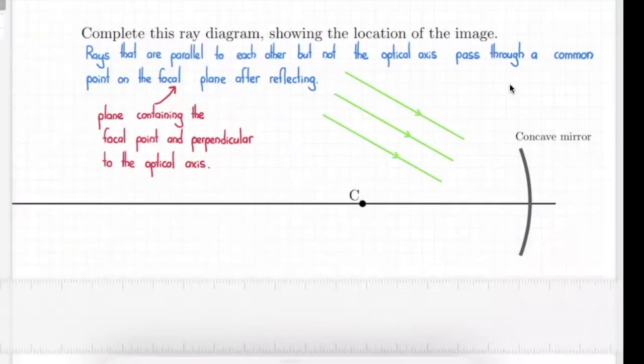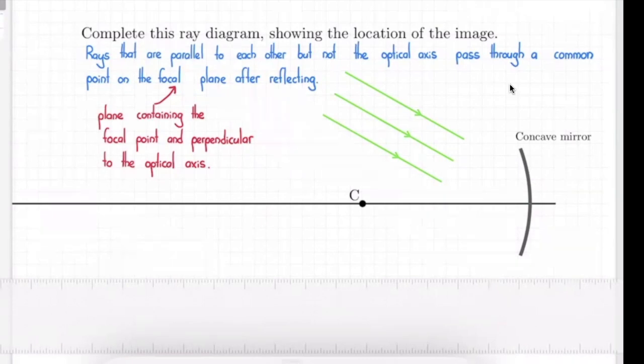Let's have a look at this question now, which has essentially given us three parallel rays of light, which presumably have come from a distant object, and are incident on this concave mirror. And basically what we want to do is to figure out how these three incident rays are going to reflect and so locate the image that they form.